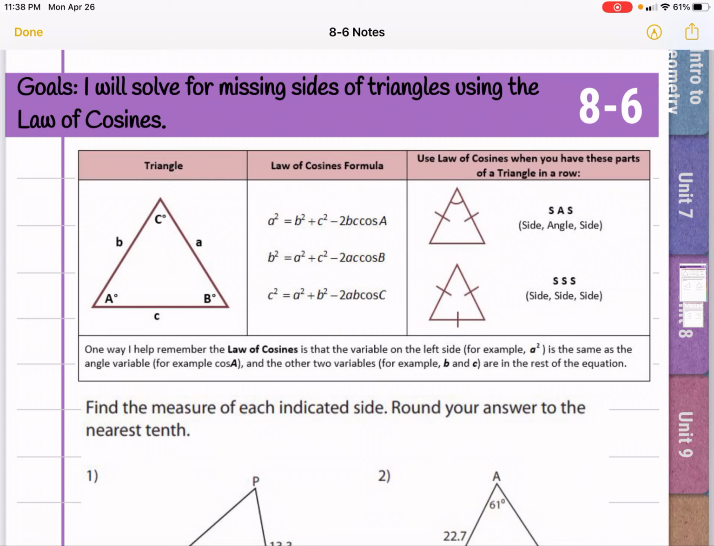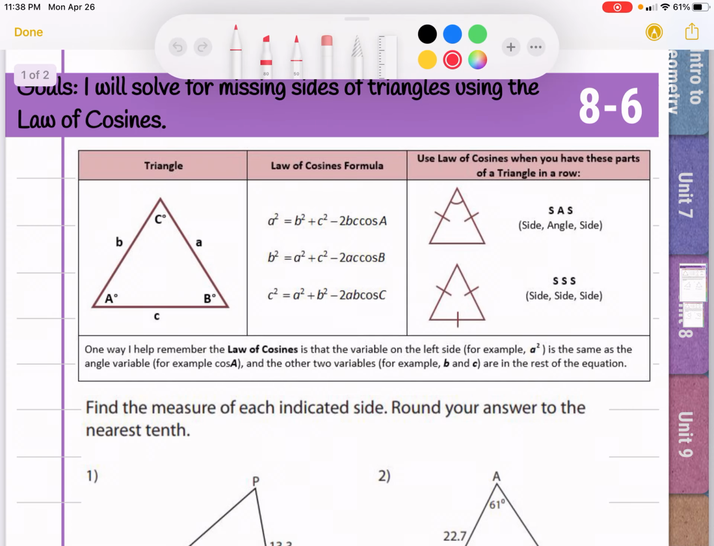In this video, we'll learn how to solve for missing sides of triangles using the law of cosines. So, law of cosines, you will be using this equation right here: a squared equals b squared plus c squared minus 2bc cos A, where b and c are two sides of a triangle that are given to you, and little a is the side you're looking for.